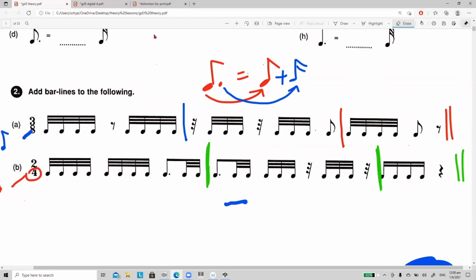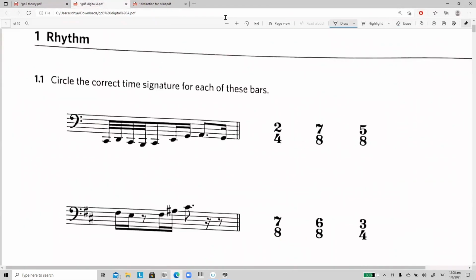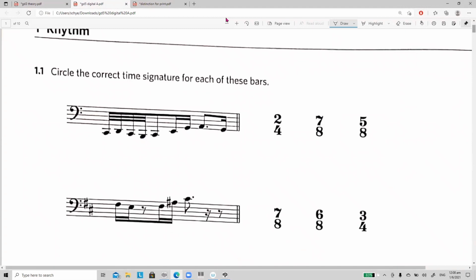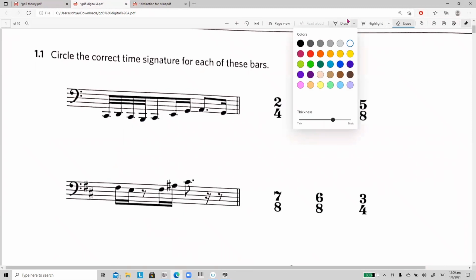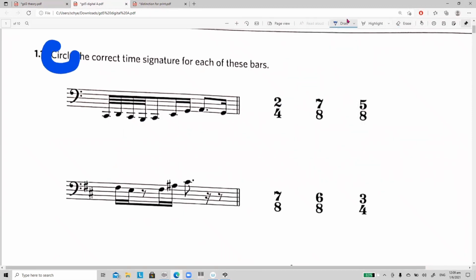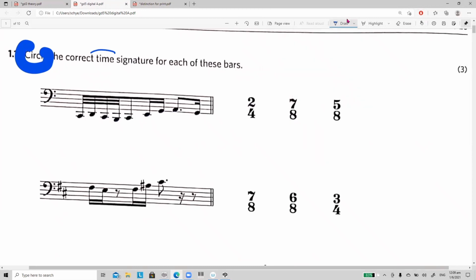So this is a lower grade theory of counting the rhythm. Let's move on to the higher grade. Like this is what you see on your screen of grade 5 digital music theory exam. They want you to look for the time signature, okay, the correct time signature. So circle the correct time signature for each of these bars.